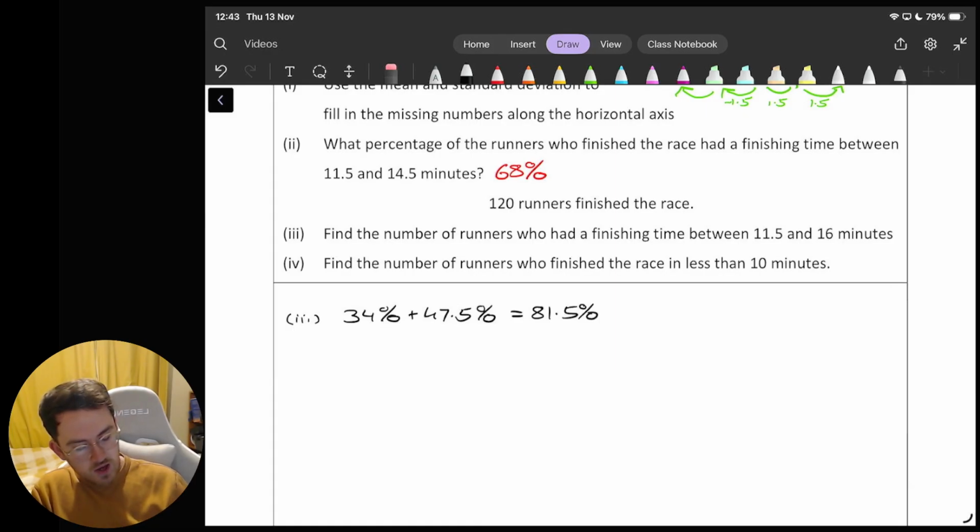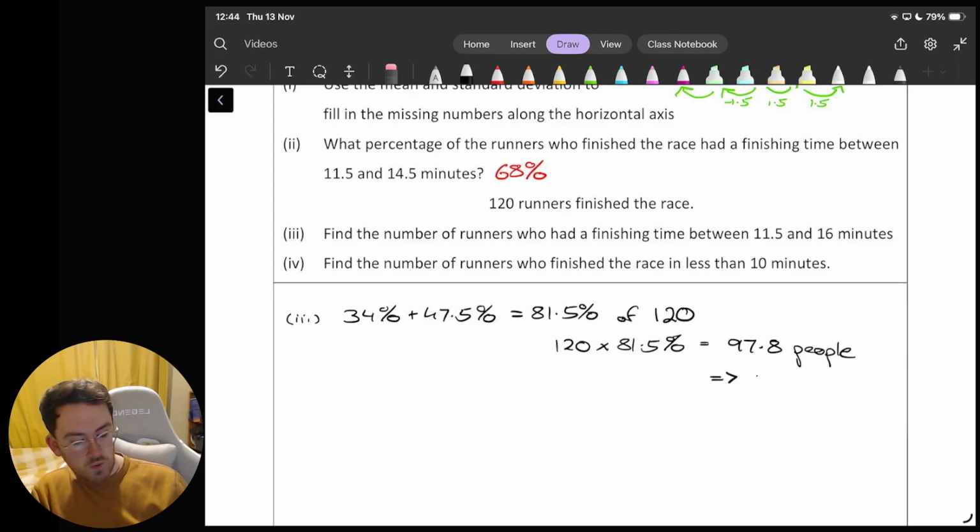They actually asked us how many runners though, so it's 81.5% of 120 runners. So important for ourselves as well that we add in that extra layer, because we have to go further here and not just give the percentage but work out how many people that's going to be. So we can do that on our calculator, multiplying 120 by 81.5%, that's going to give me 97.8 people.